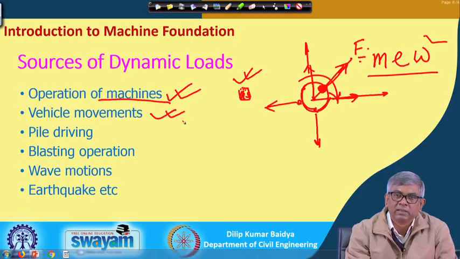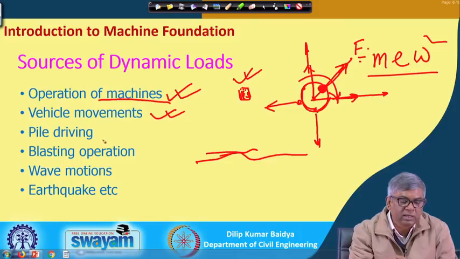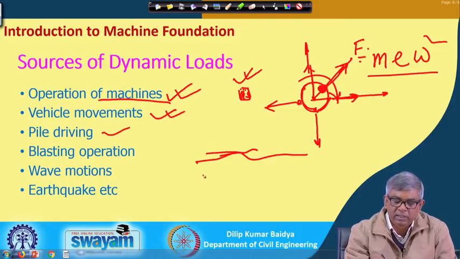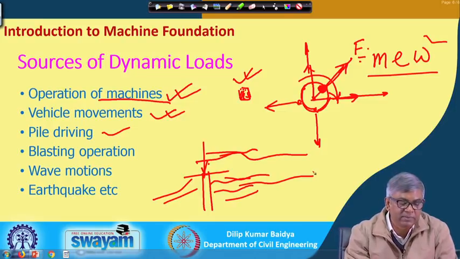When a vehicle moves over undulating ground, it will give some impact. It is like a transient dynamic force that will be created. Because of this unevenness, if someone is suddenly hitting, it will create some force, and that force, as I have shown, has some initial magnitude and then becomes 0. And then pile driving: during the driving of piles by impact, waves are generated, and they carry some energy and move, which also creates vibration.